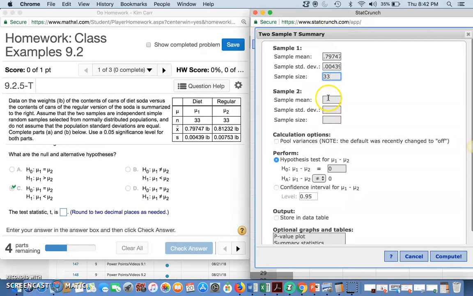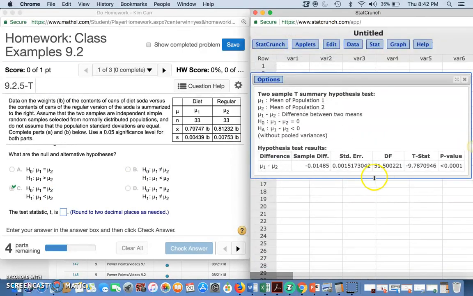For sample 2, the regular sodas, the mean is 0.81232. The standard deviation is 0.00753. The number in the sample is 33. We put this in just like we did before. We will choose what is less than, and we compute.